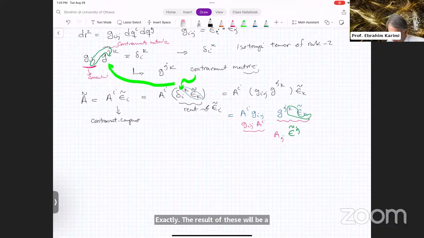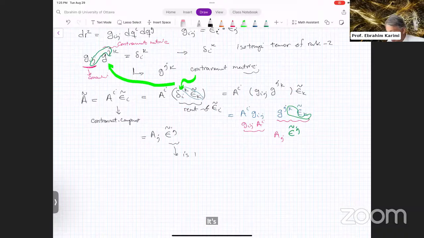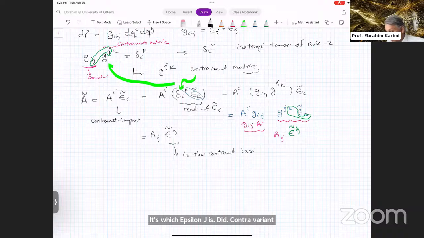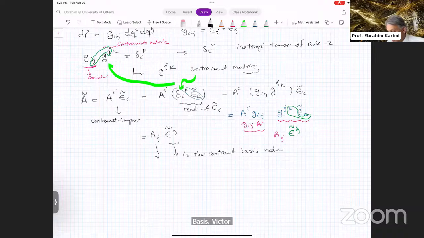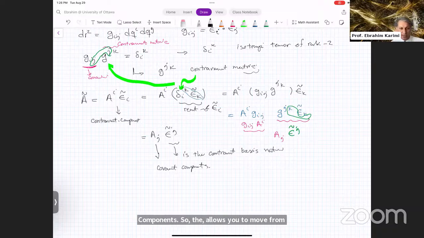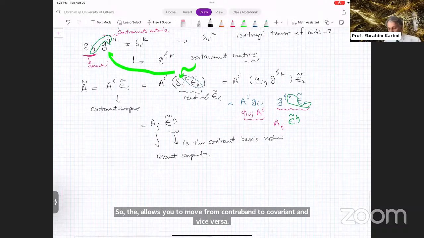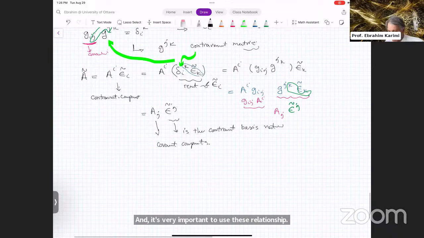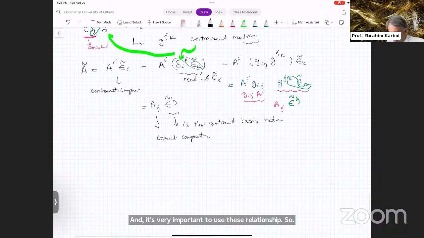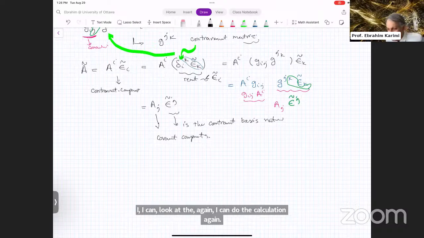So then, using the metric I just showed you, the result of this will be A_J epsilon^J, which epsilon^J is the contravariant basis vector. A_J is the covariant components. So the metric allows you to move from contravariant to covariant and vice versa. And it's very important to use these relationships. Looking at the components that we had, I can look at the metric again, I can do the calculation again. So everything seems very clear for us.